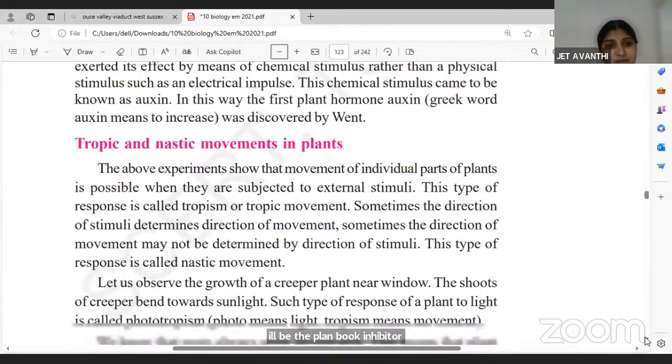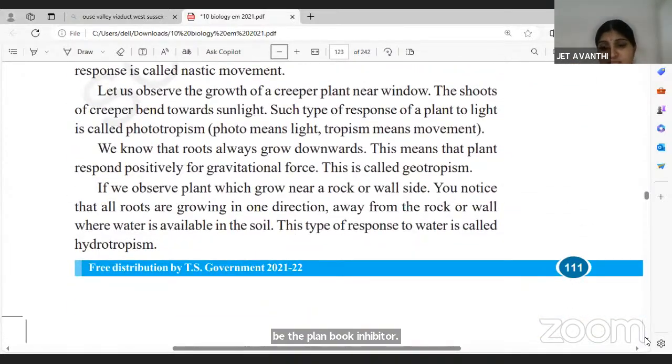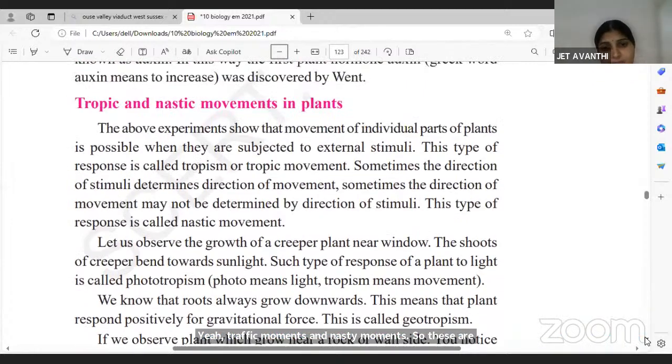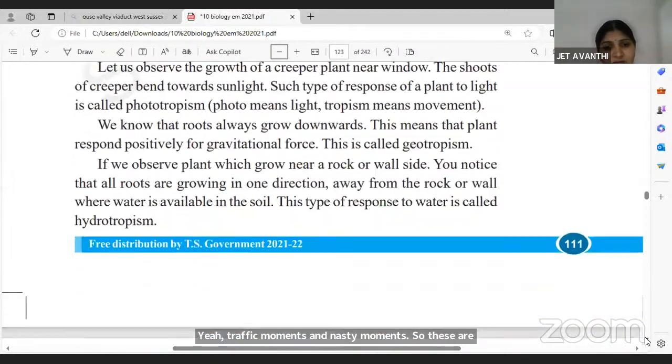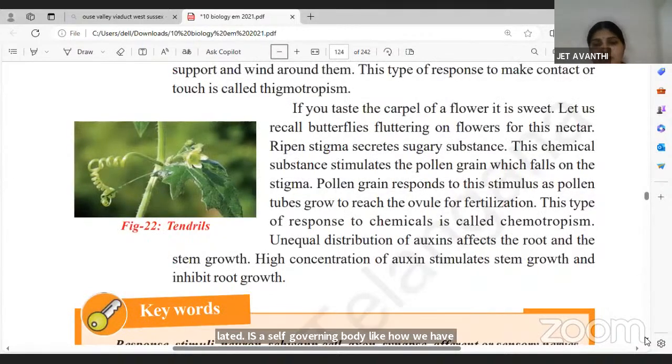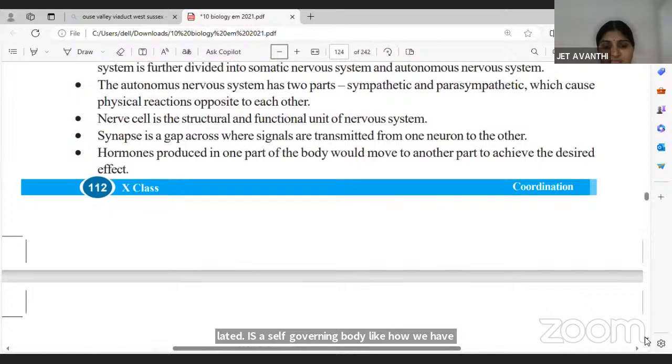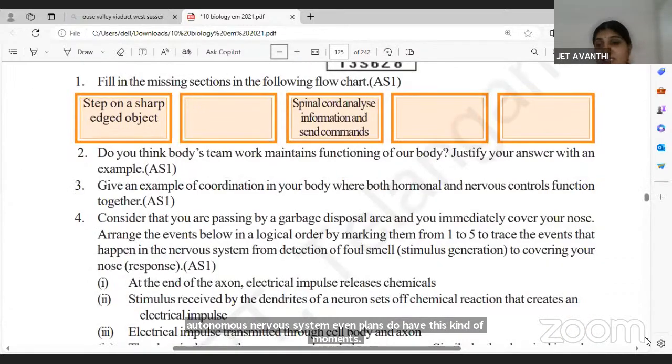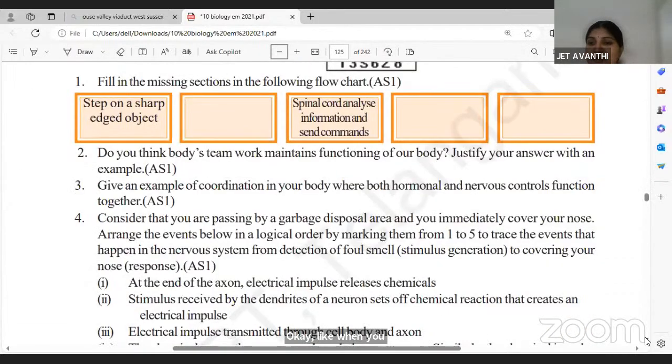Then tropic movements and nastic movements. These are not regulated by hormones. It is self-governing, like how we have the autonomous nervous system. Even plants have this kind of movement. For example, when you touch Mimosa pudica, the touch-me-not plant, why does it close its leaves? It is a kind of nastic movement. And for tropic movement, when you keep a potted plant in a dark room, what happens?